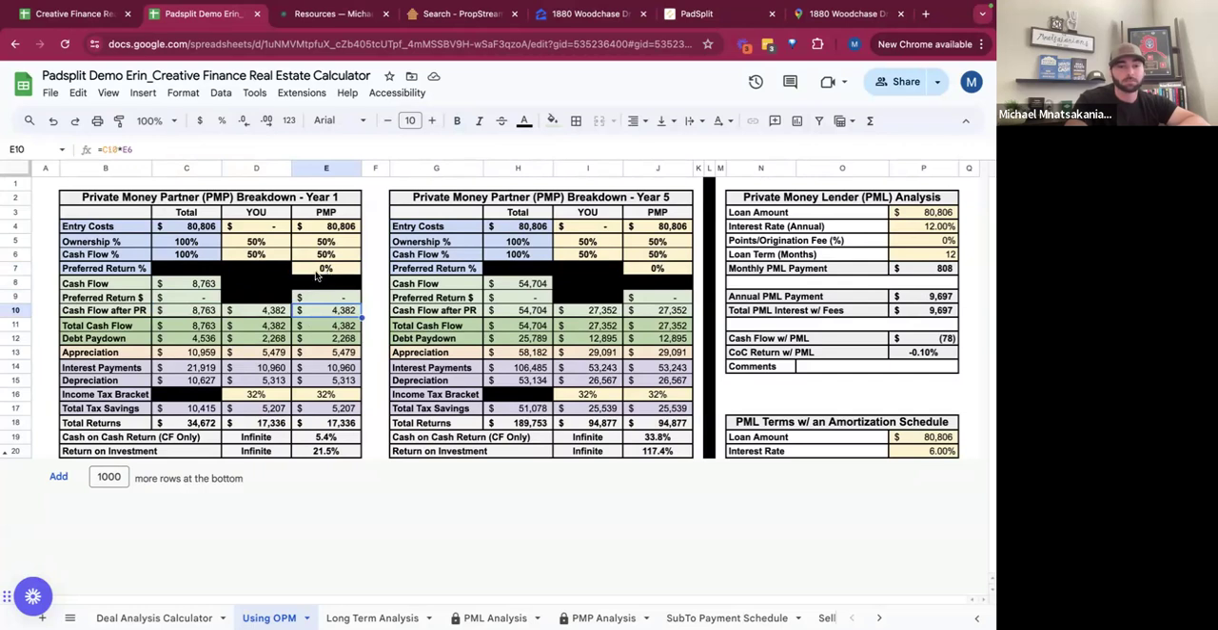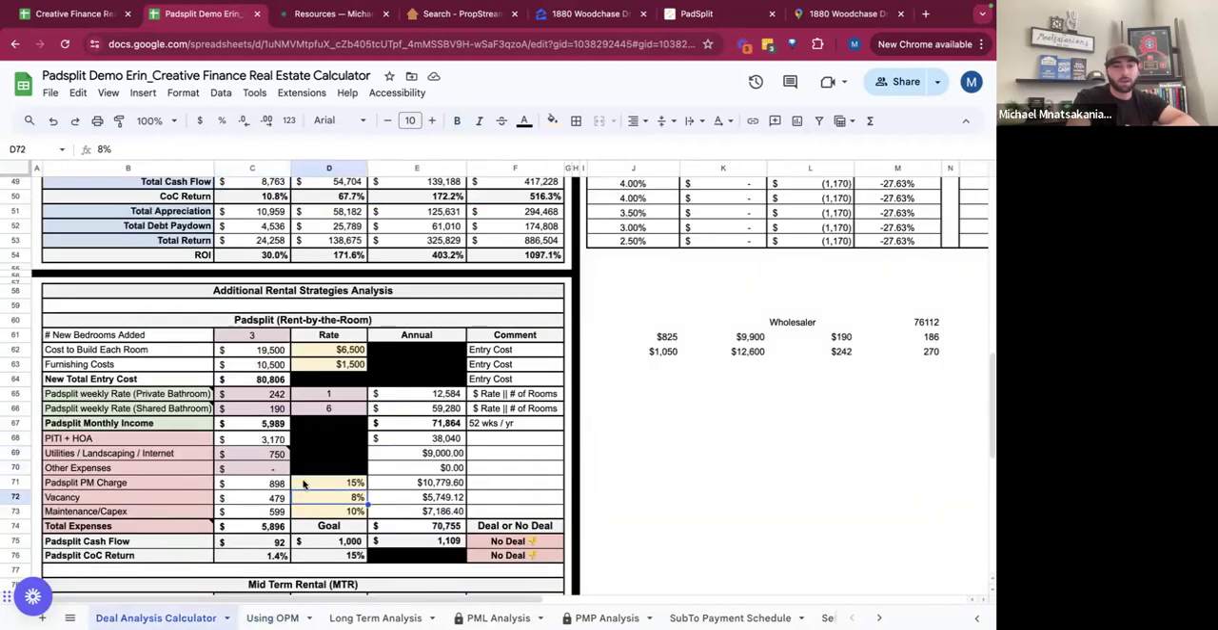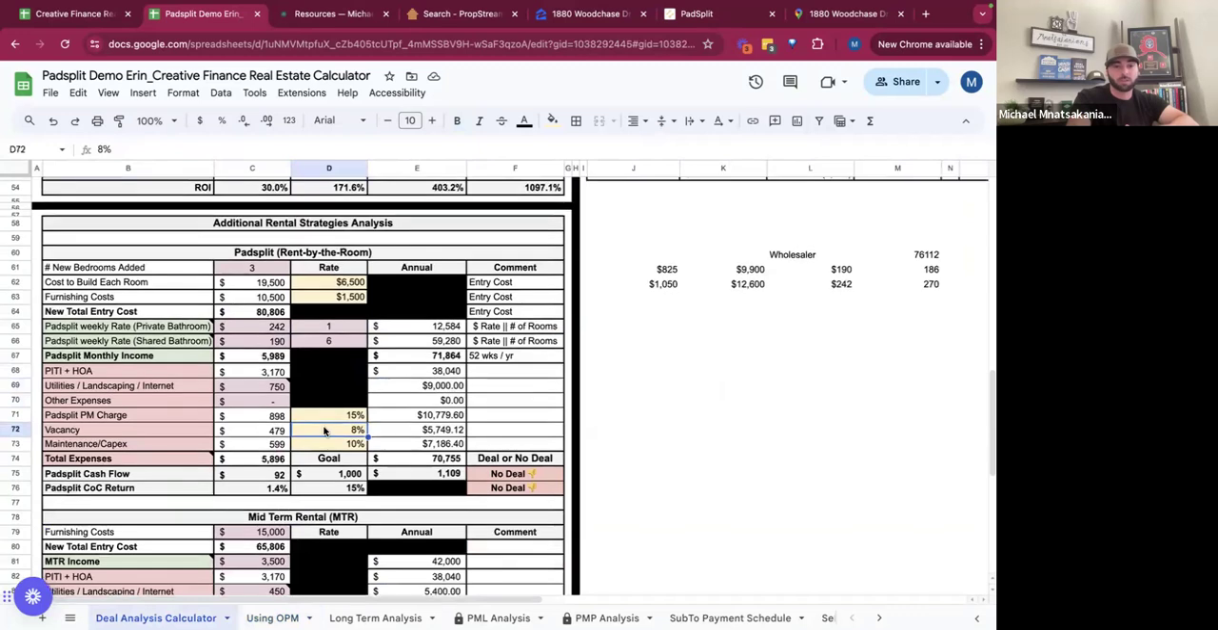Then there's all the other ownership benefits, you know, it's going to appreciate and all that. What I'm seeing here is if you split 50, if you're the partner who comes in with $80,806, you're getting 50% ownership, 50% cash flow, your cash on cash return is 5.4%. So your annual cash flow divided by your entry cost is 5.4%. Your total return on investment is 21.5%, right? And over a 5-year period, it's 33.8 and 117.4%. Just to put into perspective, right? We are accounting for the full reserves in this instance, so that's good.